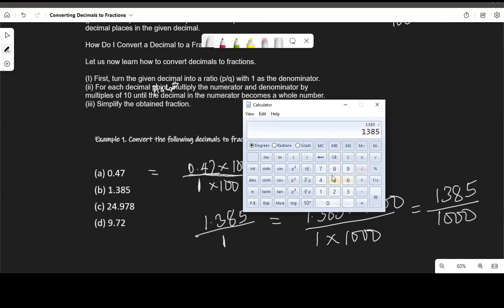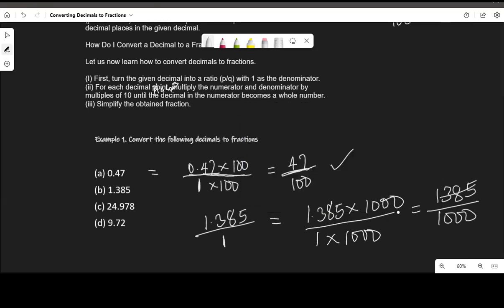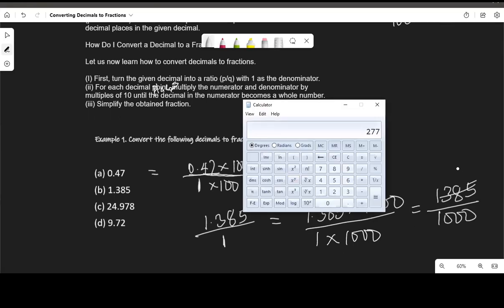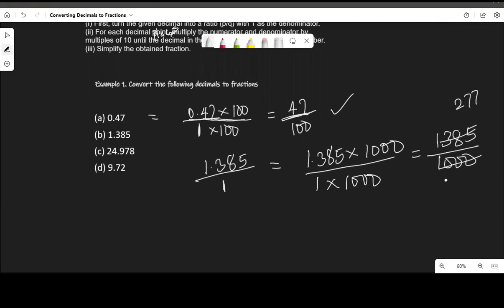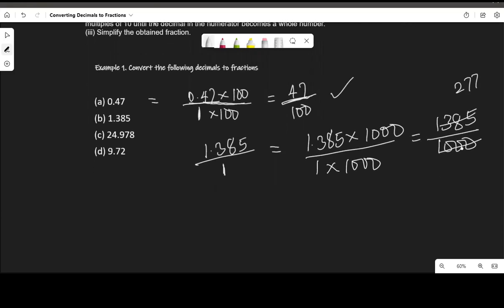1385 divided by 5. Okay, it's good. So 5 here, what was the answer? 277. And 5 in 10 is 2. Okay, so this is 200. 277 over 200. I don't think there's anything that can go again. So this is the lowest form of this fraction.